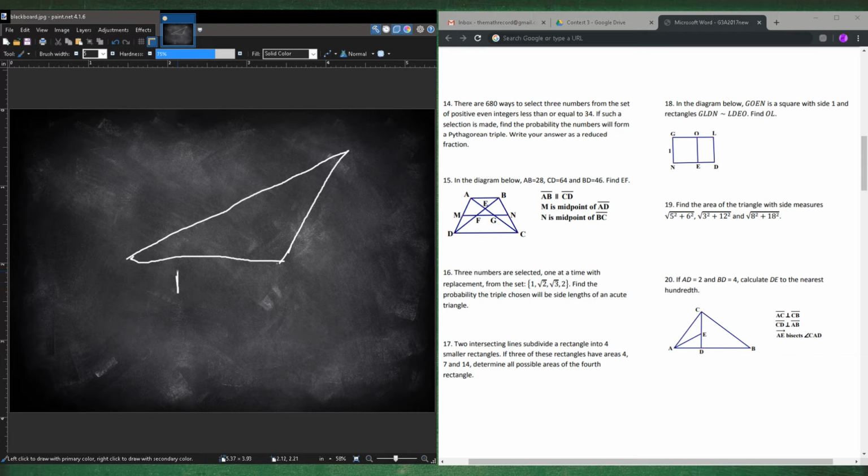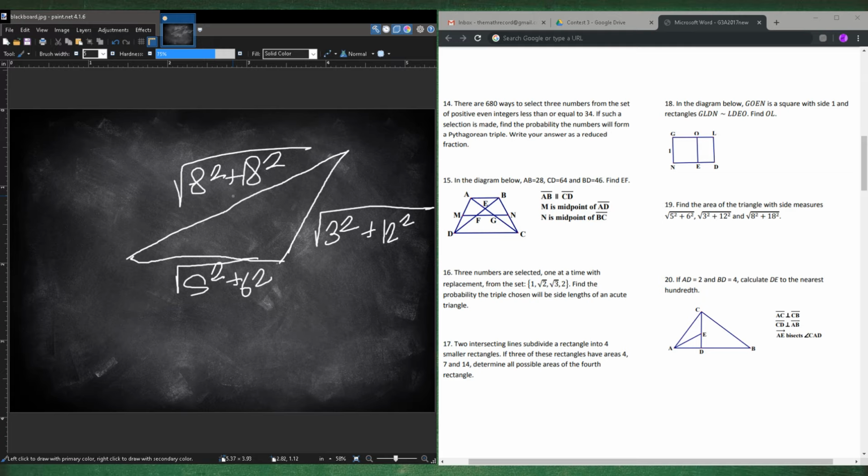So now you have square root of 5 squared plus 6 squared, square root of 3 squared plus 12 squared, and square root of 8 squared plus 18 squared. What you should do is use the Heron formula. Since it's a calculator contest, you just gotta plug everything into your calculator. You're not gonna do any of this portion by hand. The Heron formula is really strange. It's either Heron or Heroes, I don't know. It's the same thing.